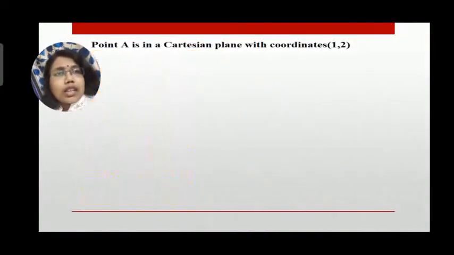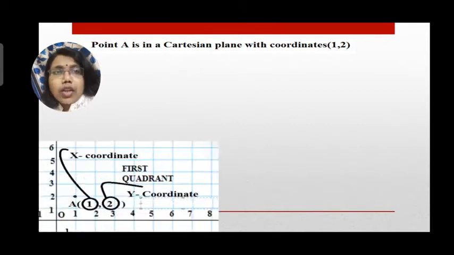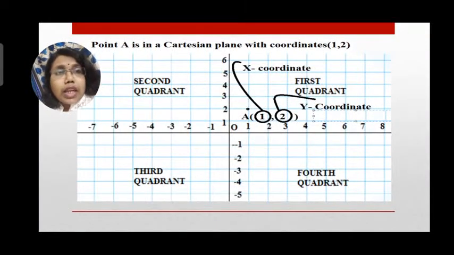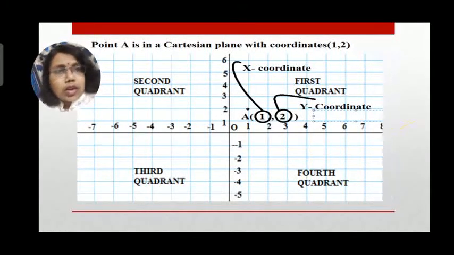Now this is the next part. A point A is in a Cartesian plane with coordinates 1 and 2. How would it look? Now point A has the x coordinate as 1 and the y coordinate as 2. So what we do is take 1 from the x-axis and 2 from the y-axis. Therefore this is point A, and because the coordinates are 1 and 2, that's why we have taken it in such a fashion. And it lies in the first quadrant because both the points are positive, therefore first quadrant.